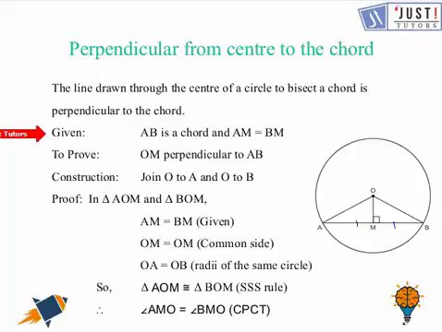So first of all, we'll join O to A and O to B and get two radii of the circle. Now again we'll prove triangle AMO congruent to triangle BMO. Let's see how we can do that. We are given that AM is equal to BM. We have OM common to both the triangles, and OA equals OB because they are radii of the same circle. So by SSS, that is side side side rule, we have triangle AOM congruent to triangle BOM. So now by CPCT, we have angle AMO equals angle BMO.